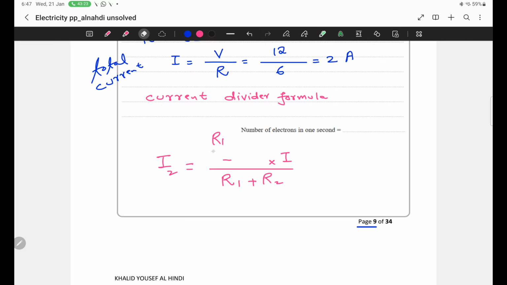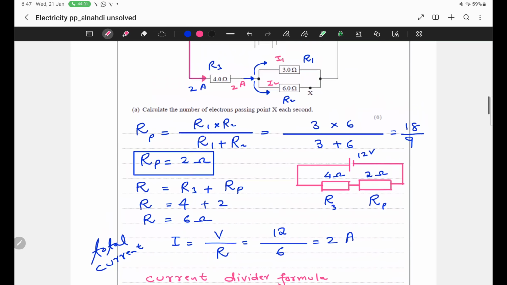R1. I taught you, if you are using the current divider formula and you are calculating I2, then you will use R1. And if you are calculating voltage divider, then V2 corresponds to R2. But in current we do the opposite. And now I am putting the values. R1 is 3.